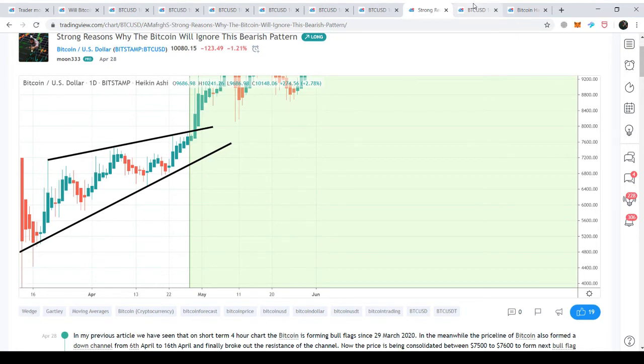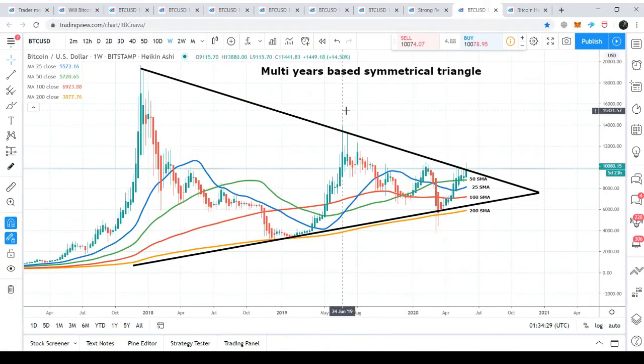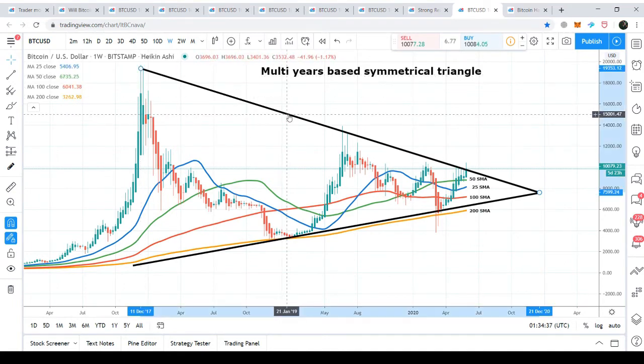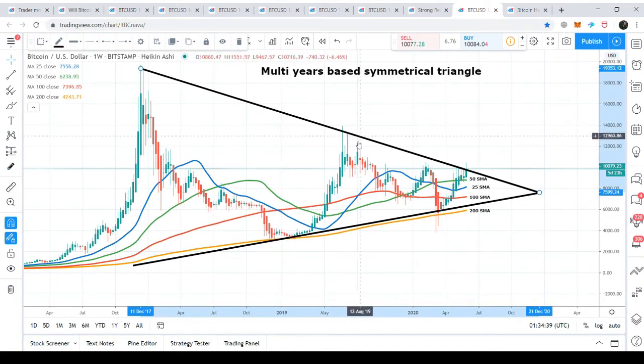And now at the end of this video, I would like to show you this multi-year symmetrical triangle that started back in December 2017, and we can see that the resistance of this triangle is a very strong rejection line for the price of Bitcoin. We have seen so many rejections by this resistance of the symmetrical triangle. At this time, the price action is trying to break out. We have even seen a spike beyond this resistance level, and at this time the price action is struggling here to break out of this resistance line.